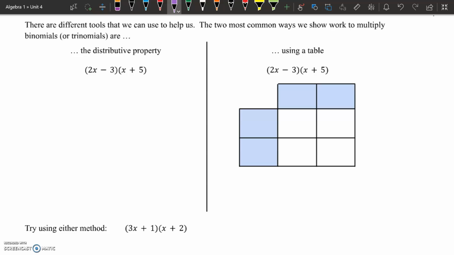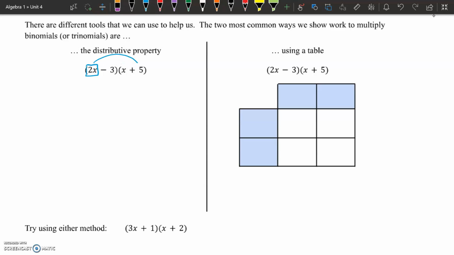Hopefully you had a chance to make a prediction here, but there's two different methods that we're going to talk about and make recommendations on how you show your work. The first one is the distributive property. Yesterday we talked about the distributive property with a monomial times any size polynomial. With a binomial times a binomial, the key is you are going to take anything in this first set of parentheses, in this case 2x minus 3, and separately distribute to the second set of parentheses.